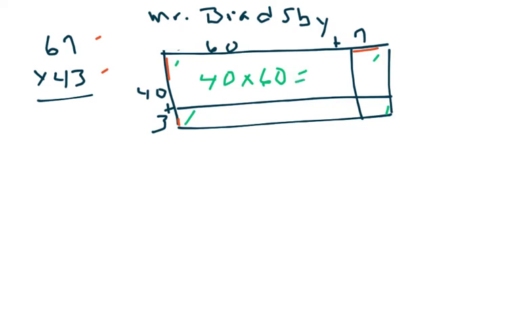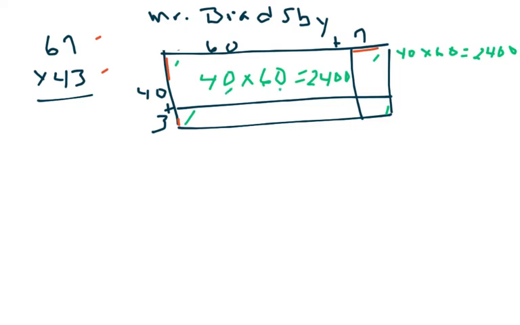40 times 60. 6 times 4 is 24, and 2 more zeros. Boy, we're running out of room, aren't we? Okay, I'm going to redo that. That gives it a little more room. 40 by 60, 2400. 6 times 4 is 24, and two zeros, 2400.